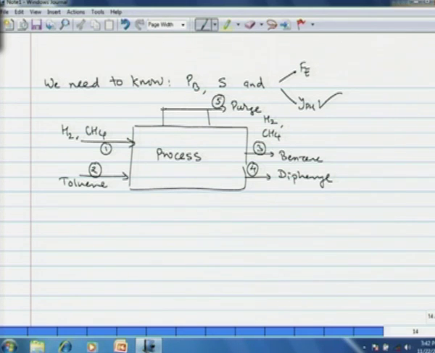Of course, we also have a recycle stream, but that we are going to see in the next chapter, that is the recycle structure of flow sheet. And then we can make a stream table. We list all the components: H2, CH4, benzene, toluene and diphenyl.